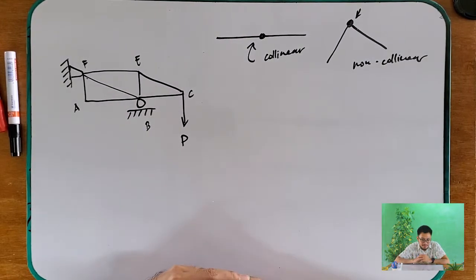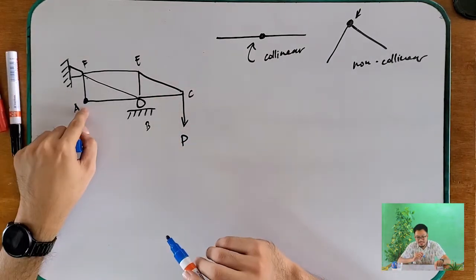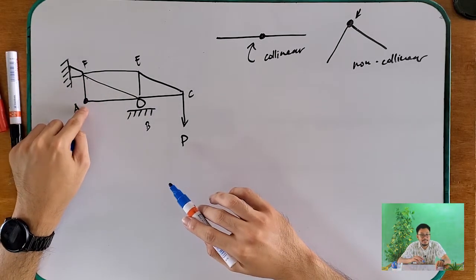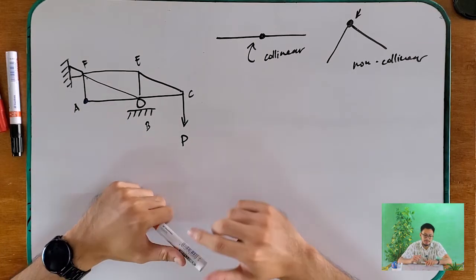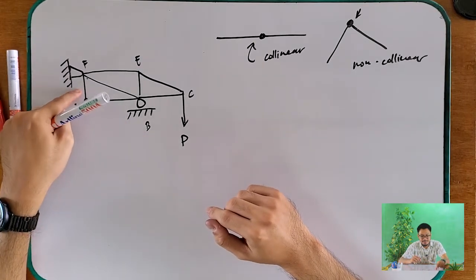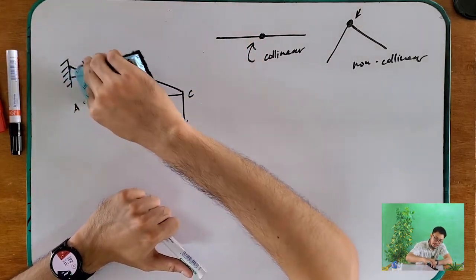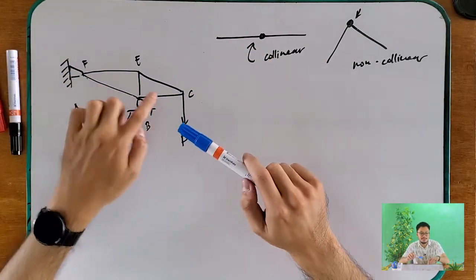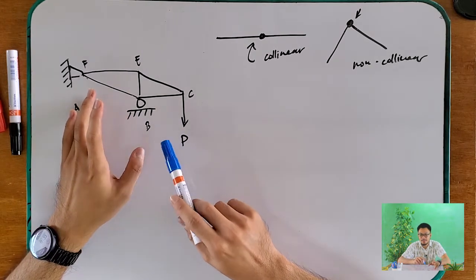Do we still have another zero force members? Yes, we do. Dito sa joint A. Joint A is again two members, non-collinear, and there is no external force that is acting on joint A. So therefore, AF and AB are also zero force members. So we can erase that. And we are only left with 5 members. And by this, probably we can solve this one.